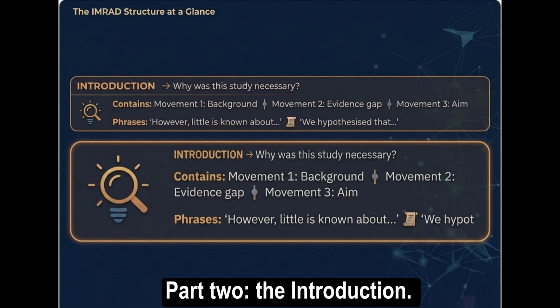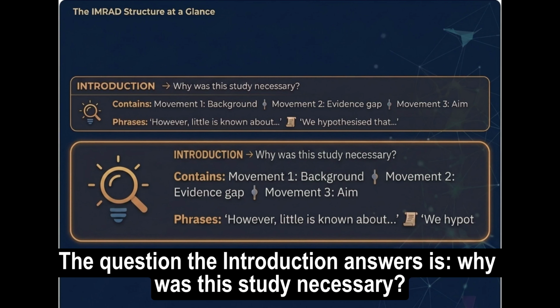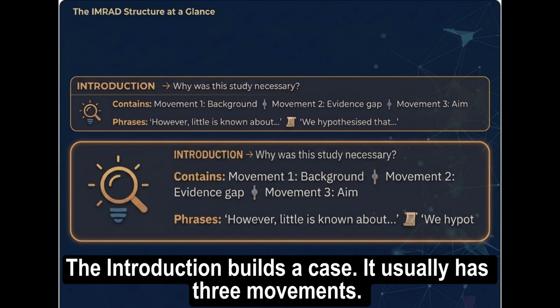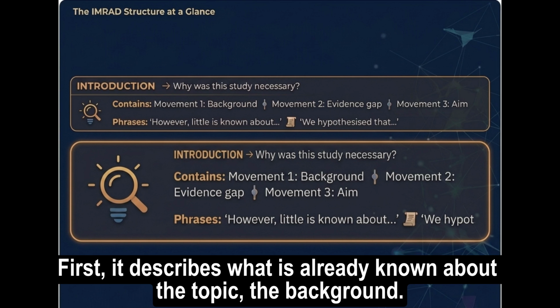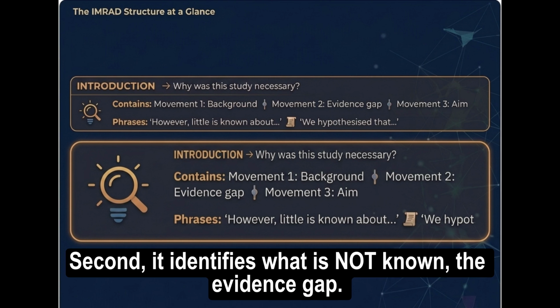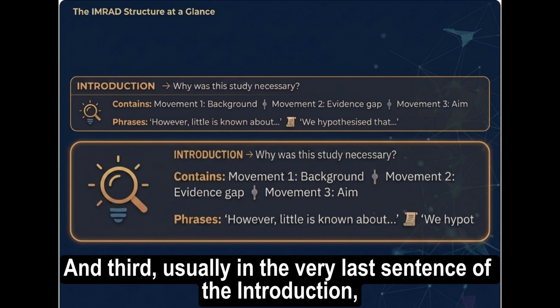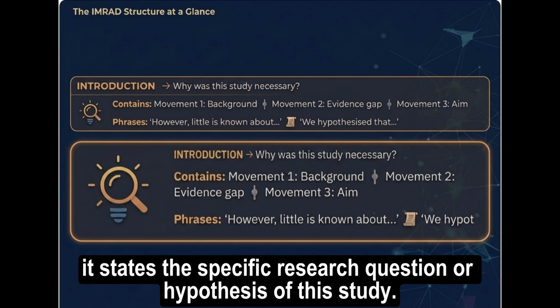Part 2, the introduction. The question the introduction answers is, why was this study necessary? The introduction builds a case. It usually has 3 movements. First, it describes what is already known about the topic, the background. Second, it identifies what is not known, the evidence gap. And third, usually in the very last sentence of the introduction, it states the specific research question or hypothesis of this study.